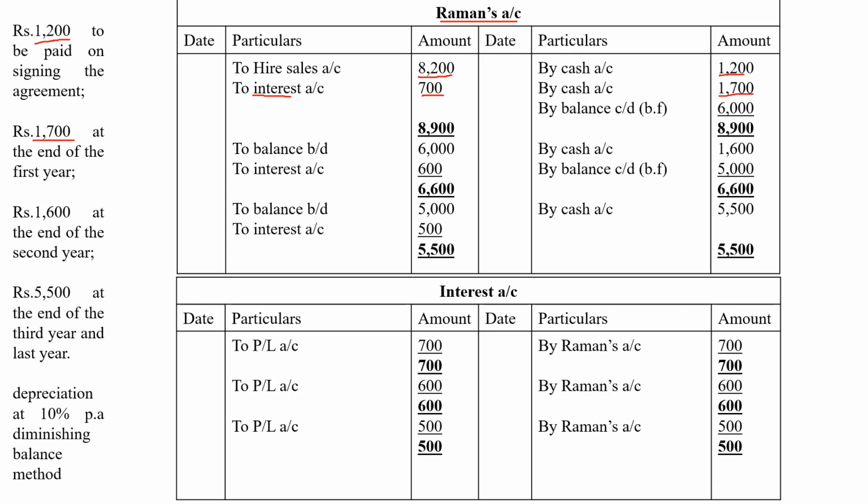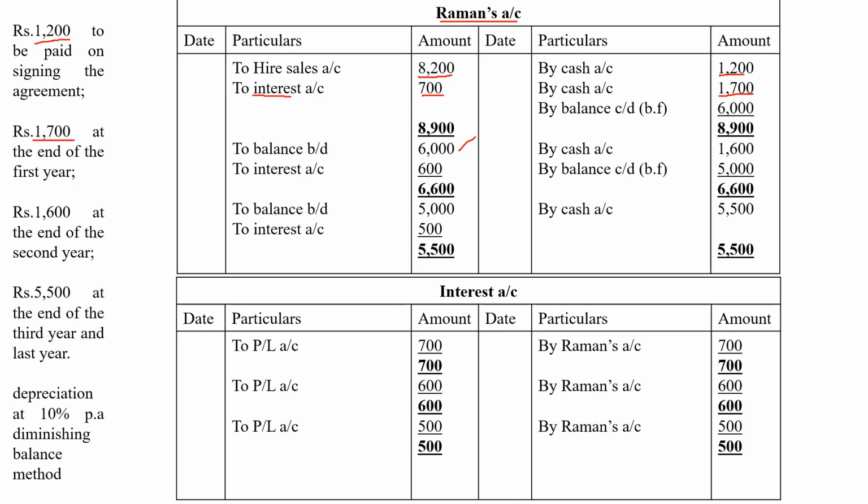So in the first year, 4 entries: 2 in the debit, 2 in the credit. In the debit, hire sales and interest. In the credit, cash down payment and cash installment amount. Okay, tally your account, find the balancing figure, bring down the balancing figure to the next year.